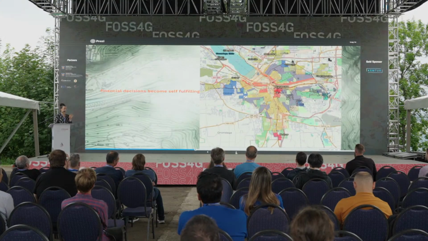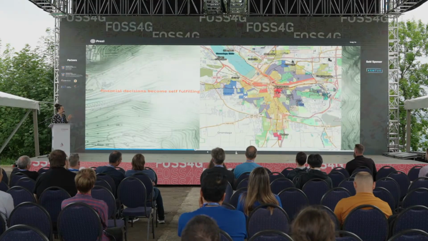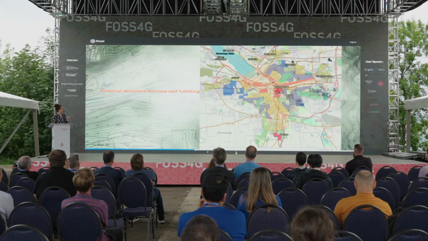Because now we're going to start looking, and these are just really quick maps that I did. Whenever I want to look at an area really fast, I usually just hop into QGIS and pull in OpenStreetMap data and look around to see what's going on, depending on my question. What I was trying to look at here: financial decisions become self-fulfilling.